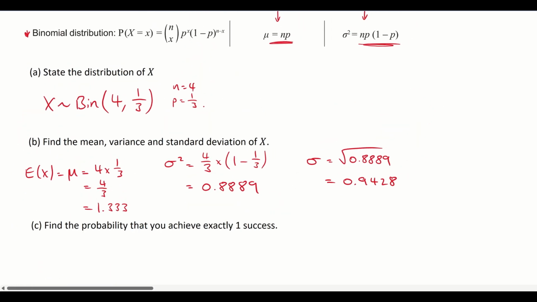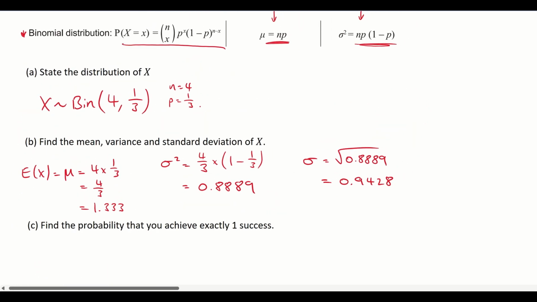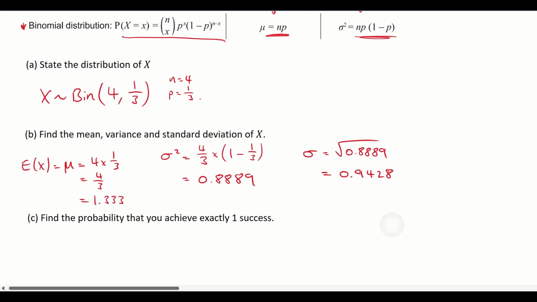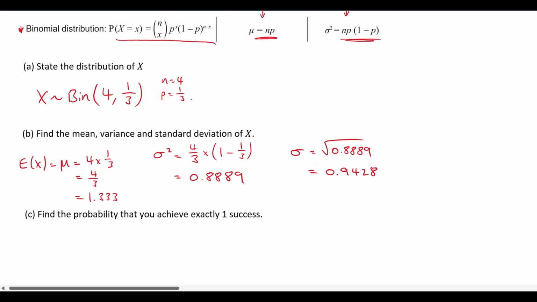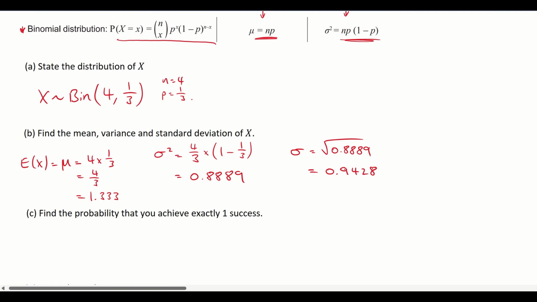So we've worked out the mean, the variance, and the standard deviation of our random variable x. Here we have to use this part. So for part C now, we need to find the probability that we achieve exactly 1 success. So we just follow this formula here. So the probability that x is equal to 1, so that we strictly get 1 success. So that is from n, so that our n is 4.